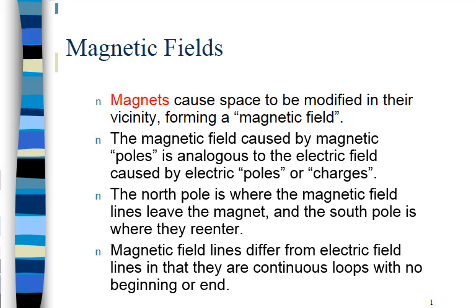One of the key things with magnetic fields is that they are a continuous loop. There's no beginning and end. Whereas with an electric field, let's say I have a positive charge and a negative charge, the field starts here and ends here, and starts here and ends here. It's not true with a magnet. A magnet is a continuous loop.